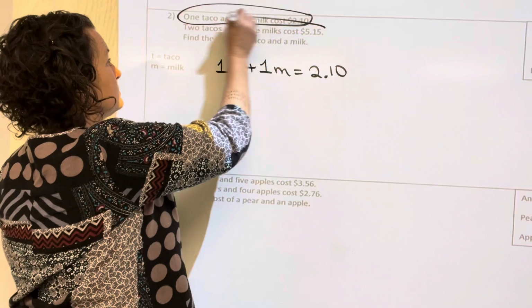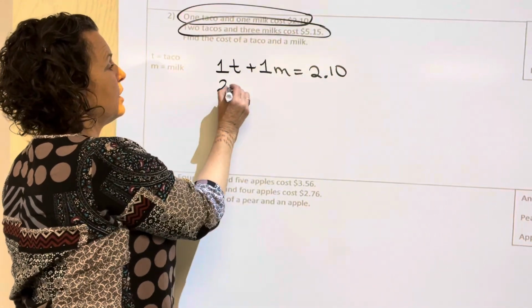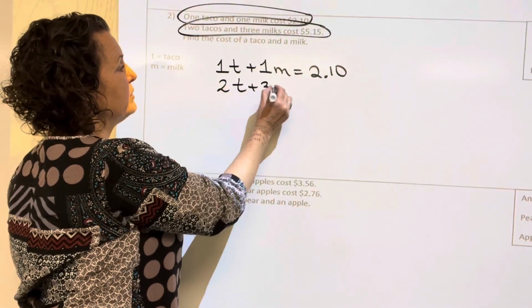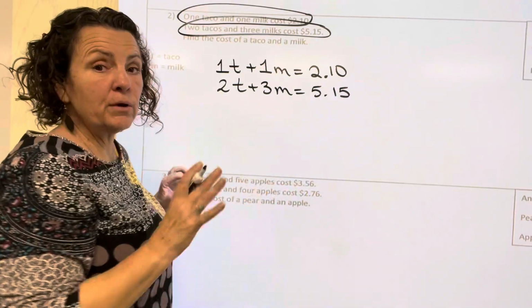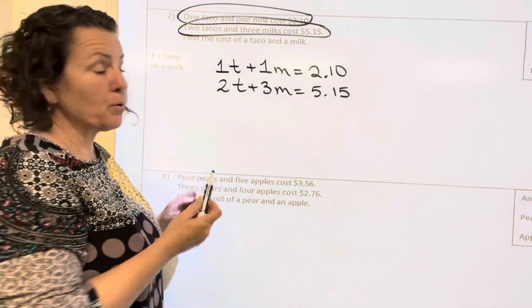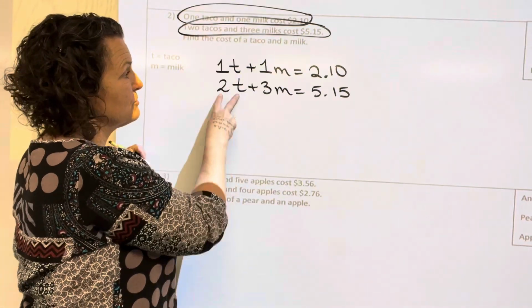Next, 2 tacos plus 3 milks is $5.15. Now I wanna point out something too that's very important. Do you see how the tacos are lined up?